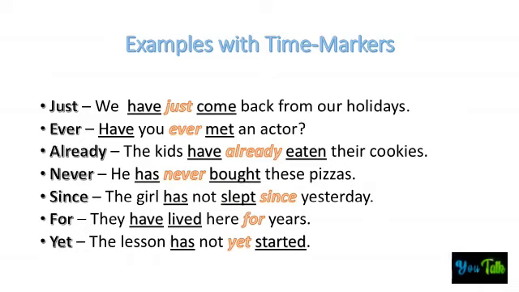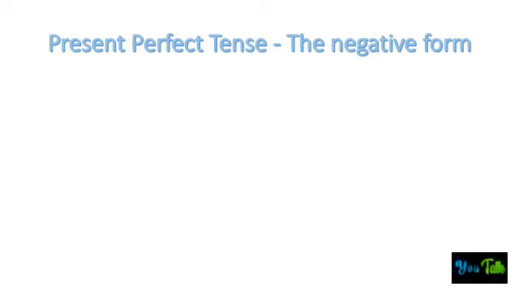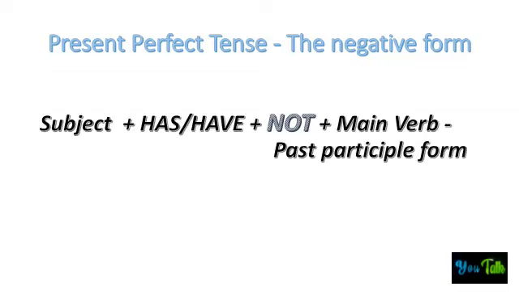These time markers, also known as time expressions, will help you to put the verb in the present perfect tense. The negative form of sentences with verbs in the present perfect tense: here we have the subject plus has or have plus not for the negative form plus the main verb in the past participle form.